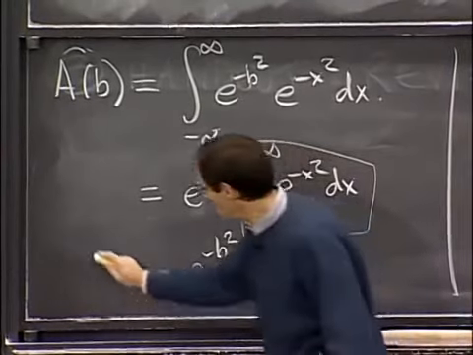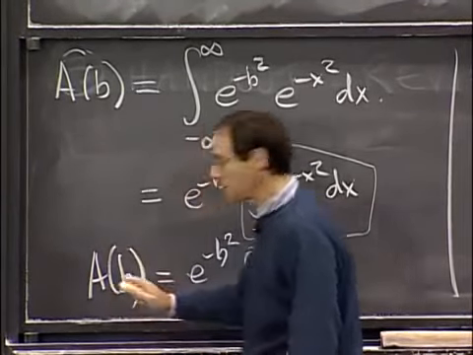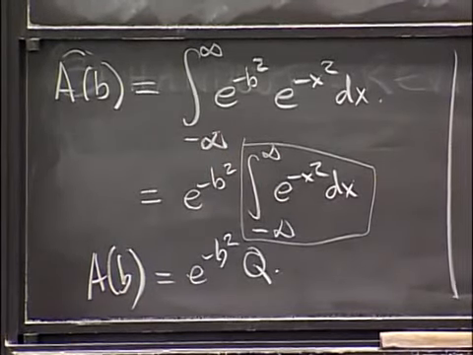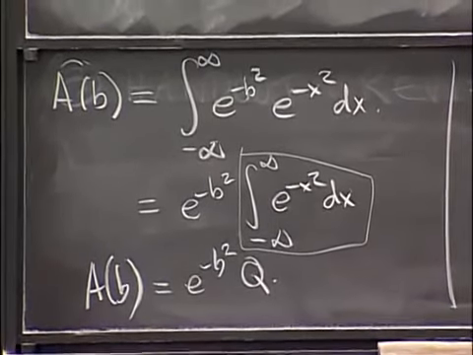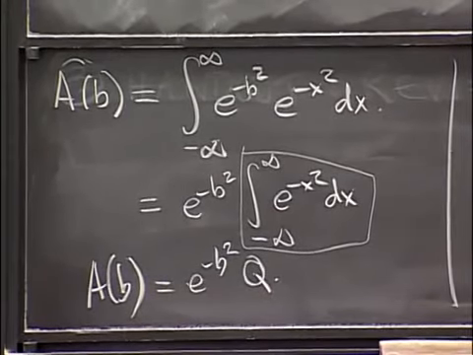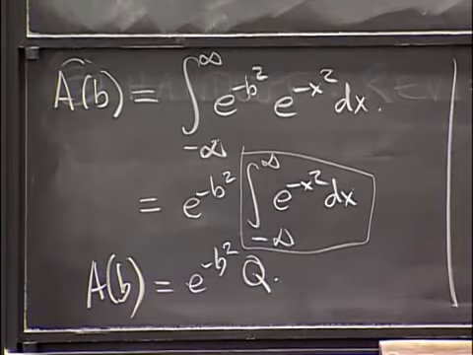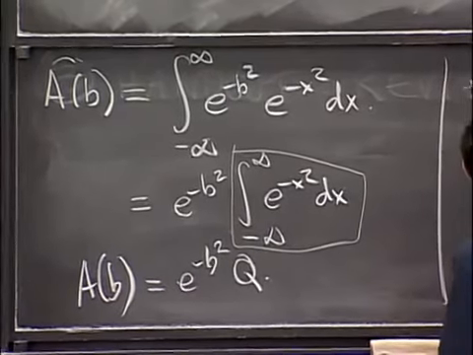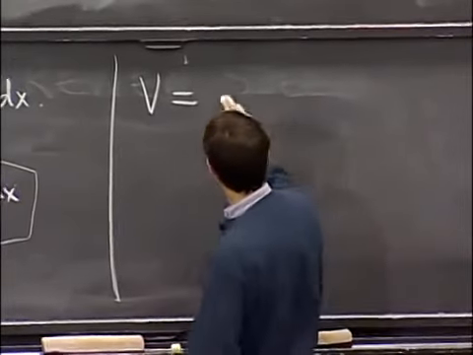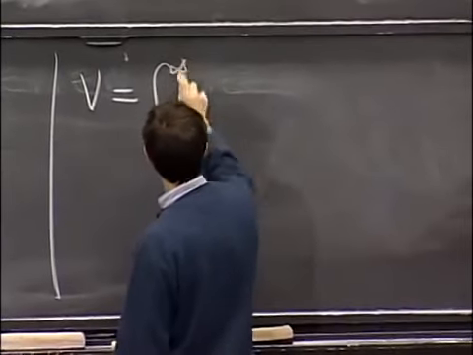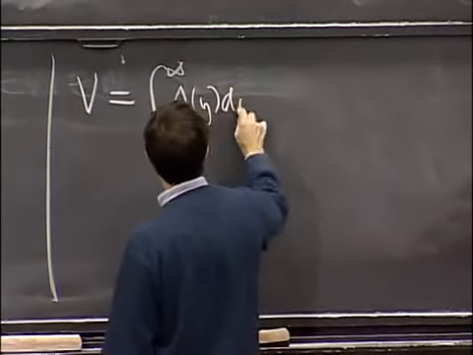So I've computed A of b, and now I'm ready to finish the problem off. A of b is e to the minus b squared times q. Q is that strange number which we don't know yet what it is. So now I'm going to compute the whole volume. The whole volume, remember, it's over there. It's the integral from minus infinity to infinity of A of y dy.